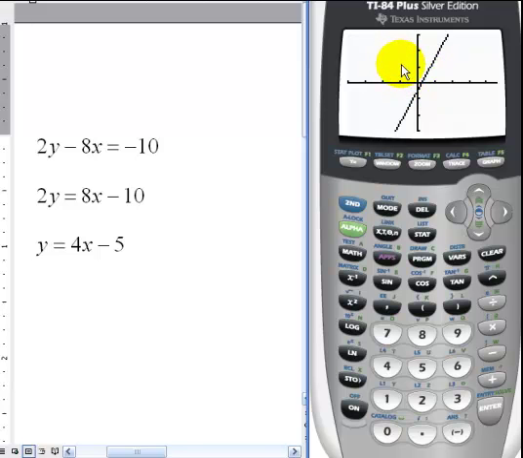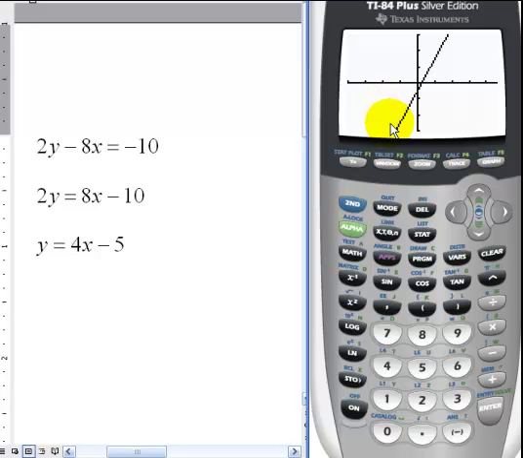So I have the option of changing my viewing window to whatever size I want to view whatever portion of the graph I want. Remember, this graph continues forever in that direction and forever in that direction. And I'm only looking at a specific portion of that graph.